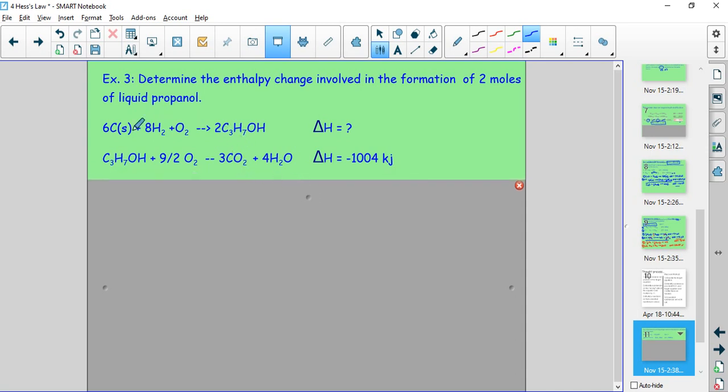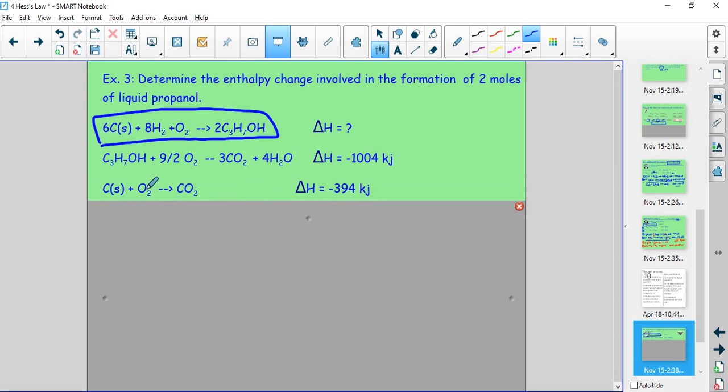Also, CO2 doesn't appear in our target reaction at all. Let's put a box around our target reaction. Oxygen does appear, correct, but we do have to flip this though. It'll work out, you'll see. There's also some funny looking fraction here, a 9/2. Okay, we got to work with that.